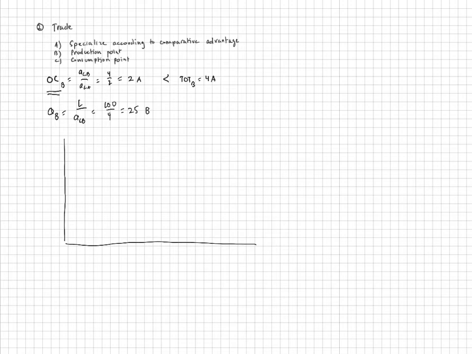So we have that this country, they would be somewhere right around here in autarky. So in autarky, they would be producing and consuming right there. But with complete specialization, according to comparative advantage, they will be producing up here instead. So this is going to be our production point.